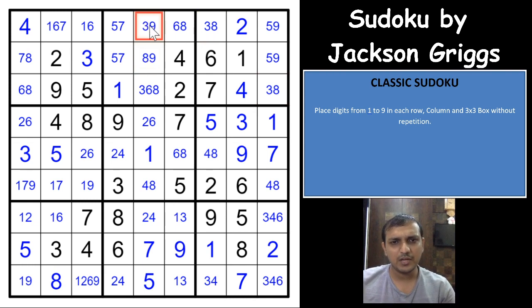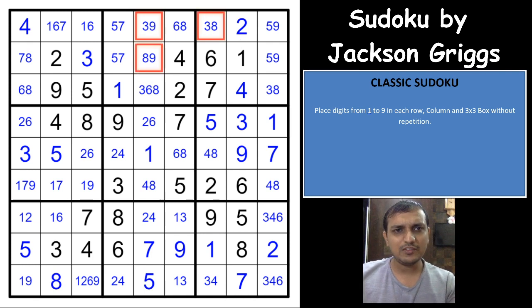Oh, the moment we eliminated 6 from this cell earlier because of the X-wing of 6, we could have seen this. We could have seen this because there is a 3 9 here, 3 8 here, and 8 9 here, and that forms a Y-wing here. Wow, guys, this Sudoku has a ton of techniques.